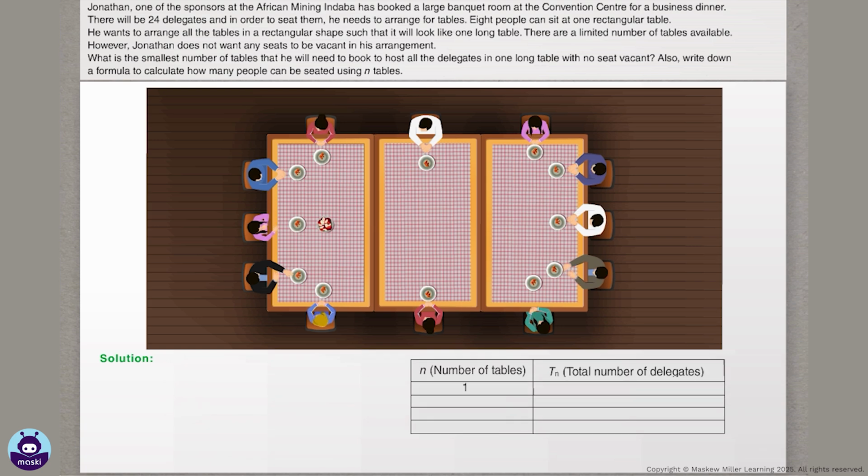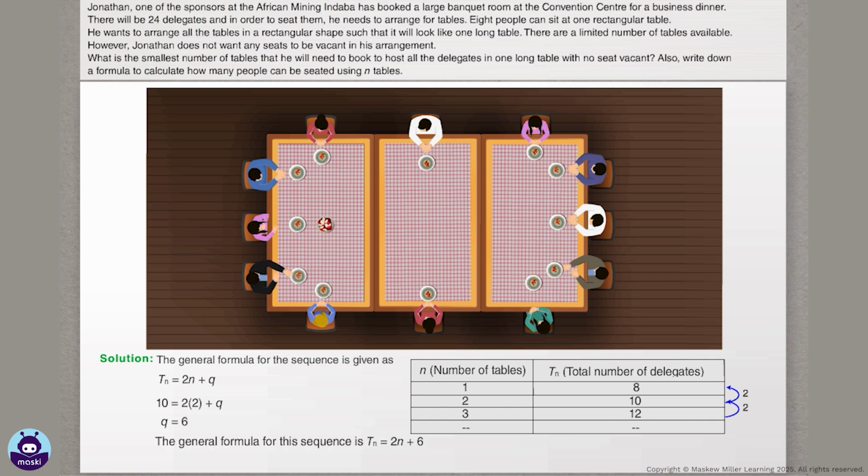We can tabulate this data to extend the pattern to find the number of tables that will be needed to seat 24 delegates. We need to find n when Tn is equal to 24. We can calculate the common difference from this sequence, p, which is 2, as 2 people get added each time to the table. The general formula for its sequence is given as Tn equals 2n plus q. Substituting the values for the second term, we get q is equal to 6. The general formula for this sequence is Tn equals 2n plus 6.